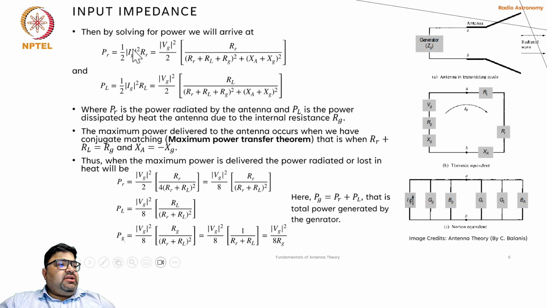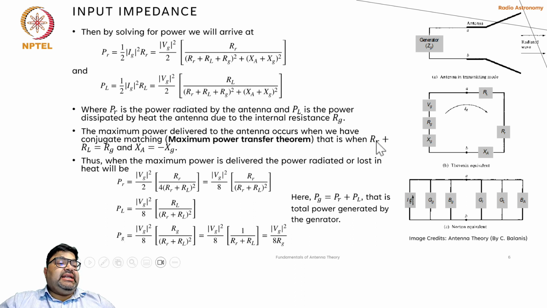So after this solving for the power, we get the power radiated by the antenna and the power dissipated by heat at the antenna due to the internal resistance RG, given by this expression. Now, by following something called the maximum power transfer theorem, the impedance of this internal voltage source and the impedance of the antenna should be conjugate of each other to be able to do the maximum power transfer.